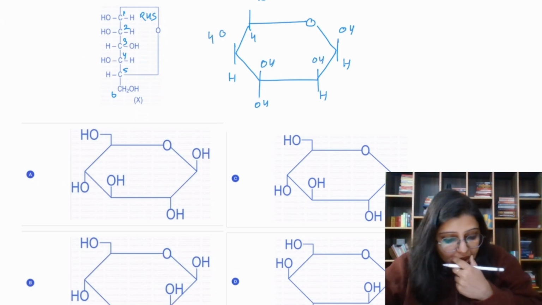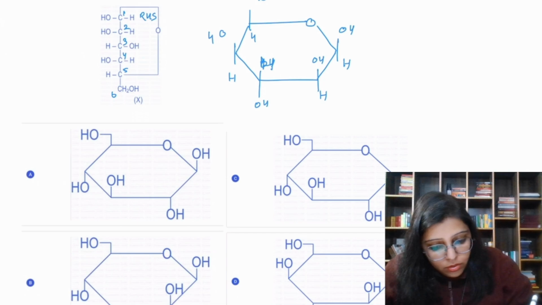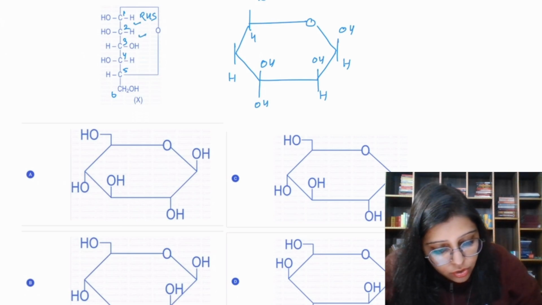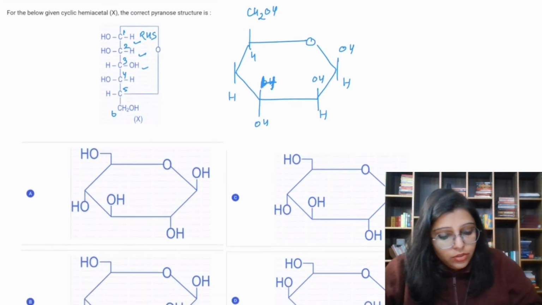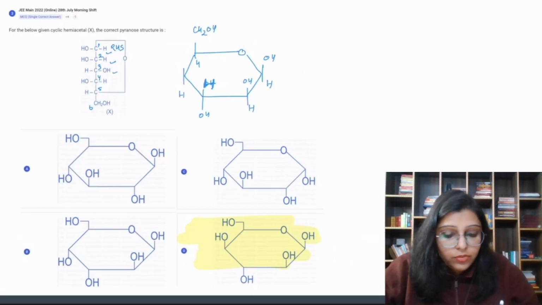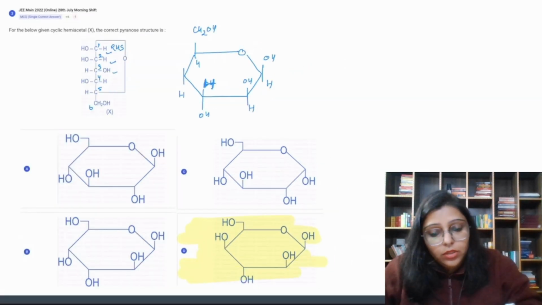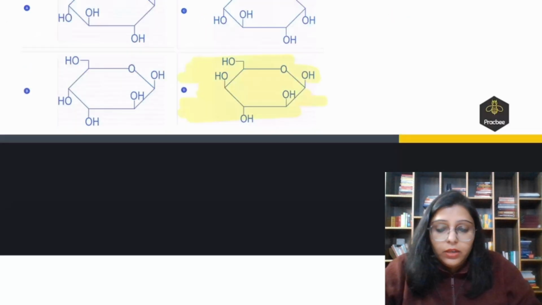Now you have to match with the correct structure. So this is H. No, I'm sorry, one minute. H, OH. Okay, here we put H. So we can match this with option D. We can match this with option D, so this is the only way: right hand side below, left hand side above. Now next question.